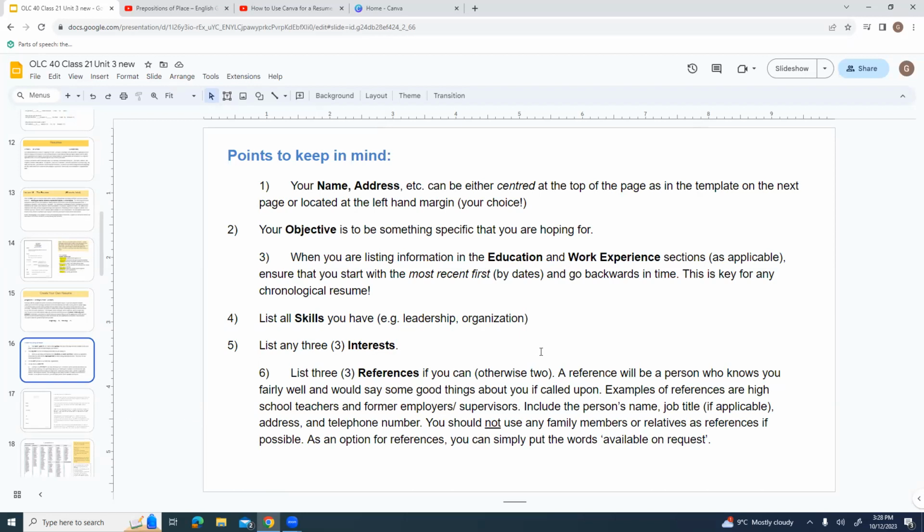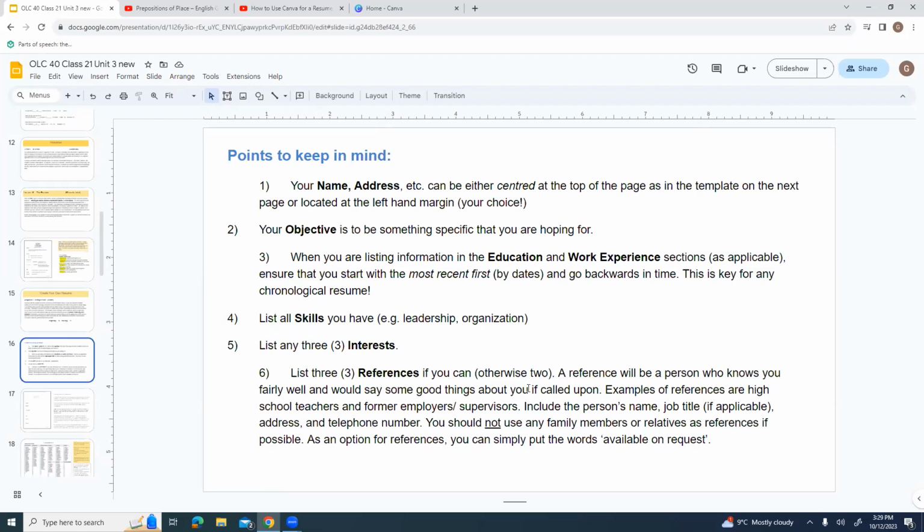List 3 references if you can, otherwise 2. A reference will be a person who knows you fairly well and will say some good things about you. Okay. So don't include the boss from 2 jobs ago that didn't like you and is going to badmouth you because that'll kill your chances of getting a job. Some examples of references would be high school teachers, former employees or supervisors. You include their name. You can include their job title if it's important, their address, a telephone number. If you did volunteer work with somebody, you could mention them.